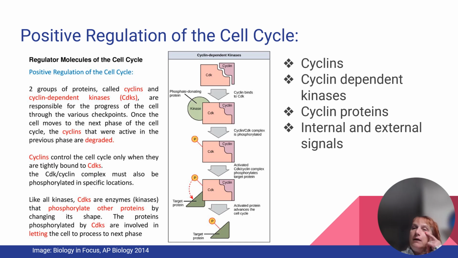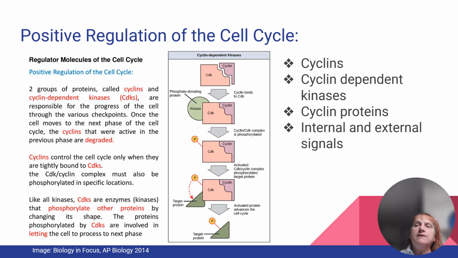So this involves two groups of proteins, cyclins and cyclin-dependent kinases, which we're going to refer to as CDKs. These are the regulators responsible for the progress of the cell through the checkpoints. Levels of the four cyclin proteins, A, B, D, and E, tend to fluctuate throughout the cell cycle in a pattern. Increases in cyclin concentrations are affected by internal and external signals. When the cell moves to the next phase, the active cyclins are degraded by enzymes in the cytoplasm.